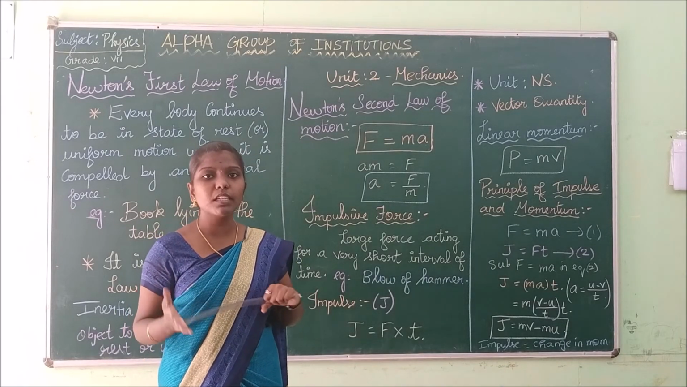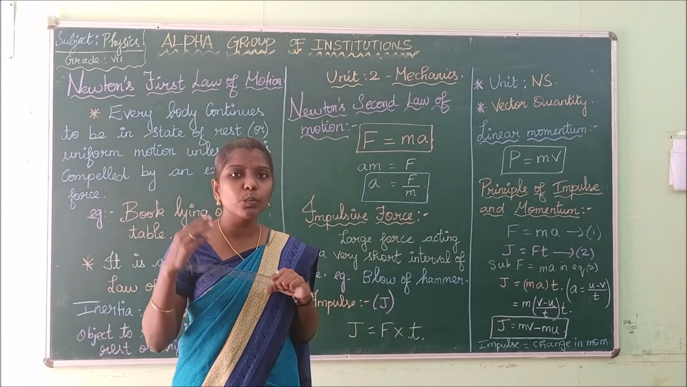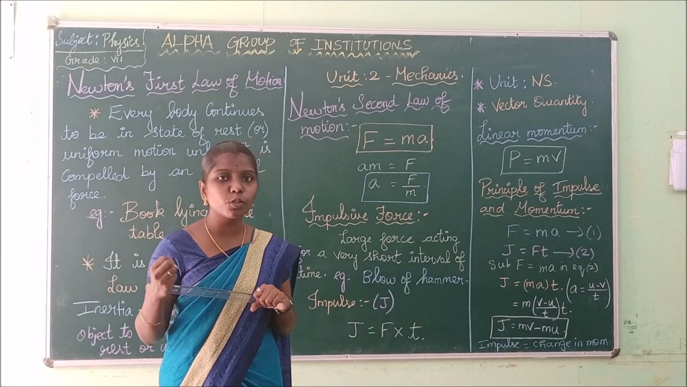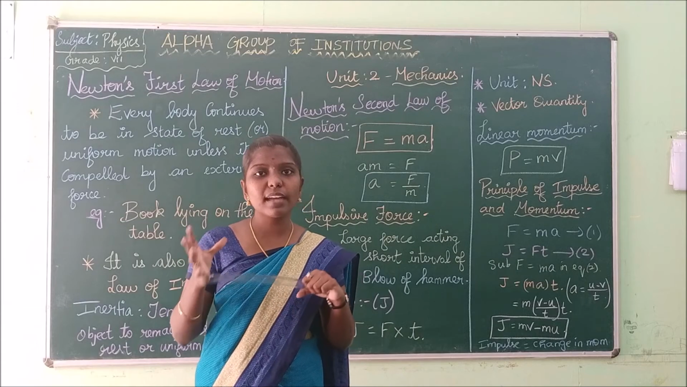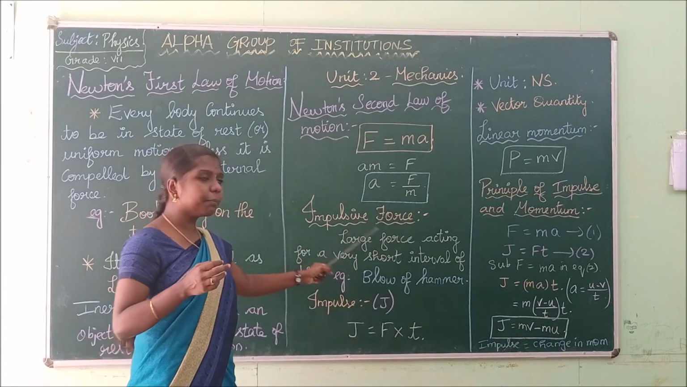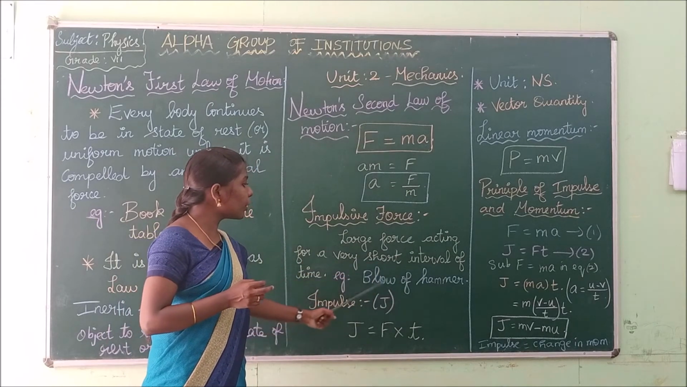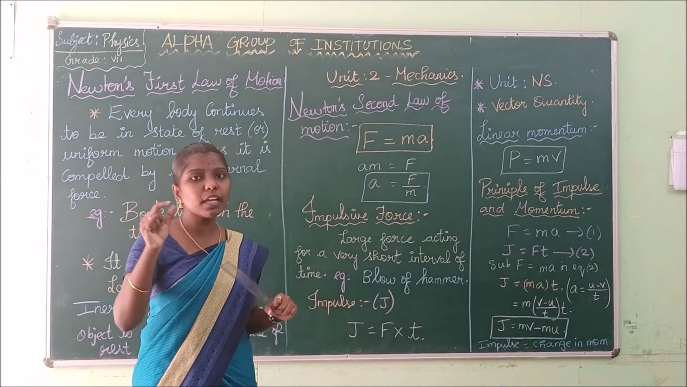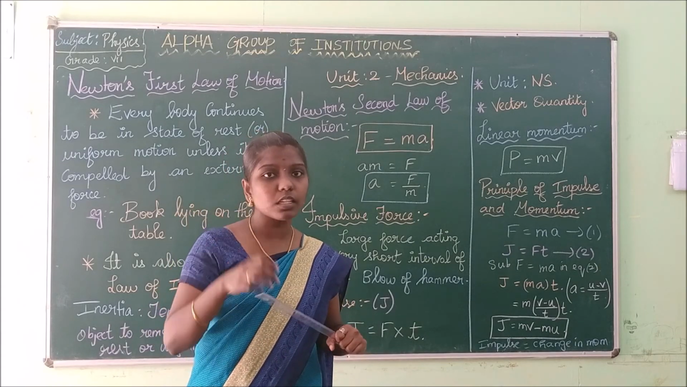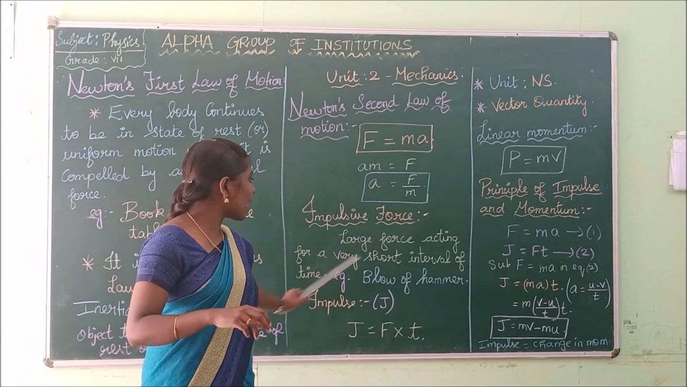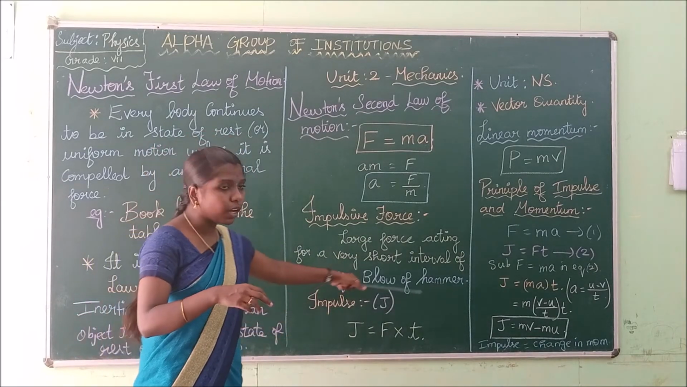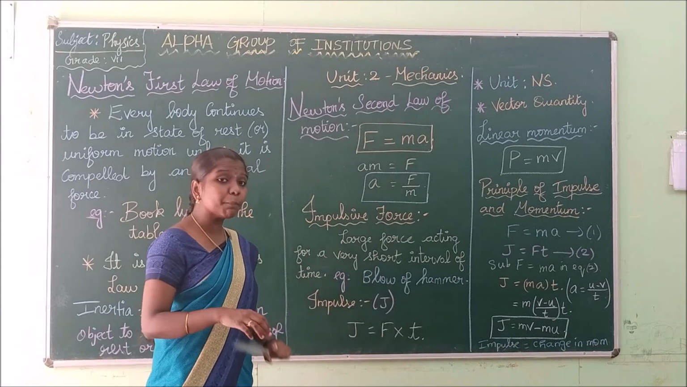Impulsive force is nothing but a large force acting for a very short interval of time. A large force acting for a very short interval of time is called impulsive force. Example, blow of a hammer. If you hit the hammer on the wall, what will happen? You do not have to hit it for a long time, right? Yes, that is a large force acting for a very short interval of time. Example, blow of a hammer.